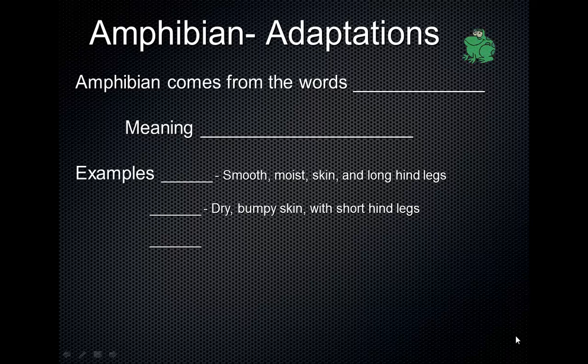Okay, so eventually some fish evolve the ability to come onto land for a longer time. And those are what we call amphibians. Okay? Amphibians is our second class of vertebrates. And the word comes from two words, amphi and bios, which means double life. And this is because most amphibians go through a process of metamorphosis.